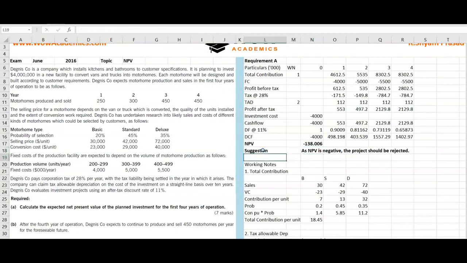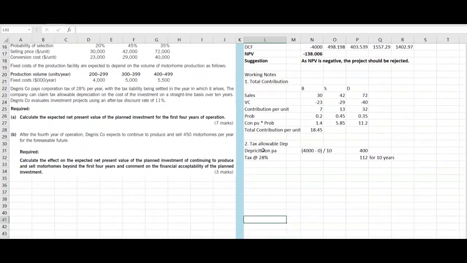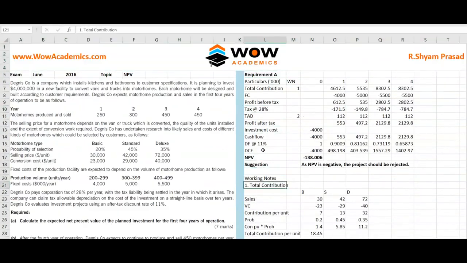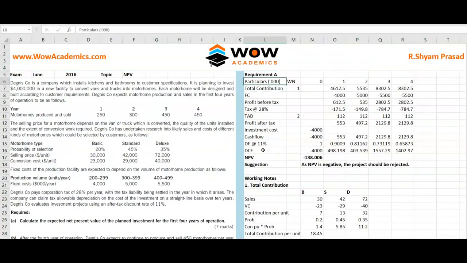So we have our working notes here. Okay, so our table is very clean. We are also having the working notes here, which is also cleanly kept, and understandable. We also done the tax allowable depreciation part. If you want, you can highlight certain parts. So what we'll do is we'll highlight the headings.